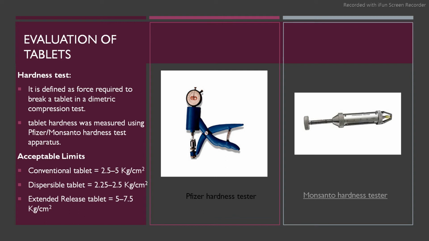And in the case of an extended release tablet, once the tablet is taken, throughout the day there is no need to take the next dose of the tablet. That is called an extended release tablet. In that case, hardness is quite more as compared to conventional and dispersible. It is about 5 to 7.5 kg per square centimeter. And let us see how to check the hardness using the Monsanto hardness tester.